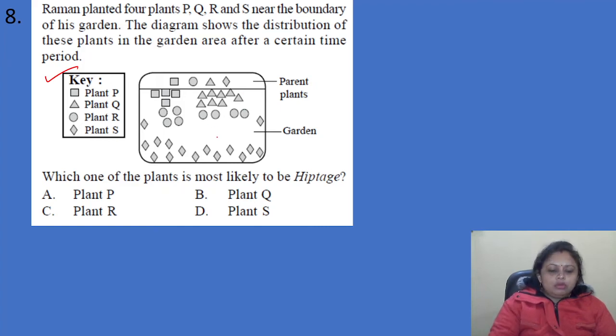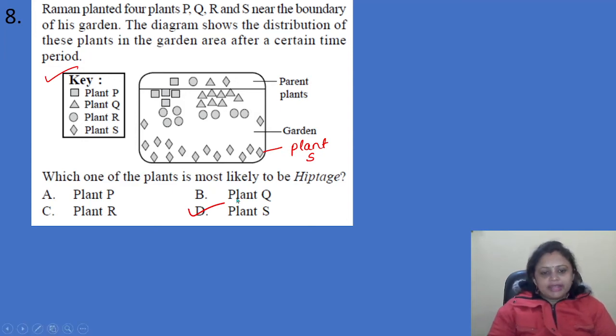So as per the question, the Hyptis plant. So in Hyptis plant, the seed dispersion occurs through wind and water. Okay, so here we can say that it is plant S. Okay, so plant S can be the Hyptis plant. Plant S, so the correct answer is option D. That's why they are scattered over an area.